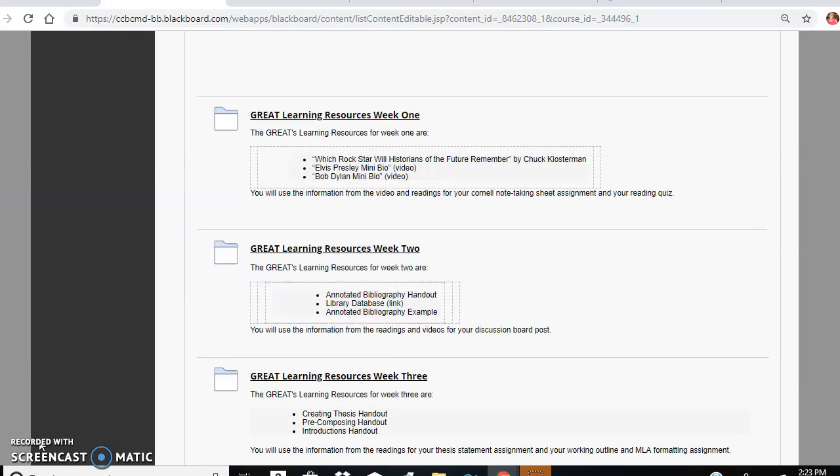And there is also information about the CCBC Libraries database link for you to search for reputable articles to use for your annotated bibliography. There is also an annotated bibliography example in the Great Learning Resources Week 2 to help you. And I will also be posting some examples on the announcements page to assist you with the understanding of how to complete your annotated bibliography, which is due at the middle of the week.